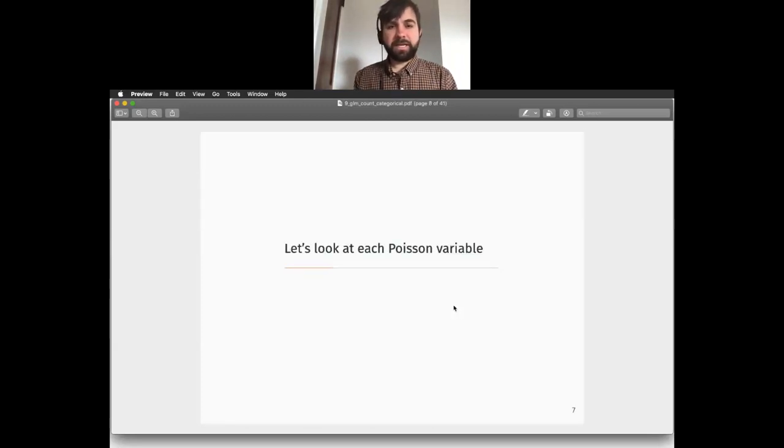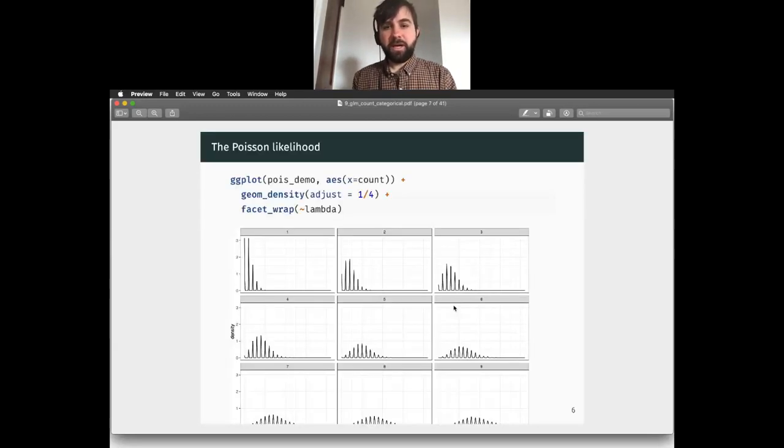Here's what this looks like in practice. Apologies that this kind of cut off. So we have here a Poisson variable with an expected value of 1 in the top left panel. We can see that we observe a lot of zeros.